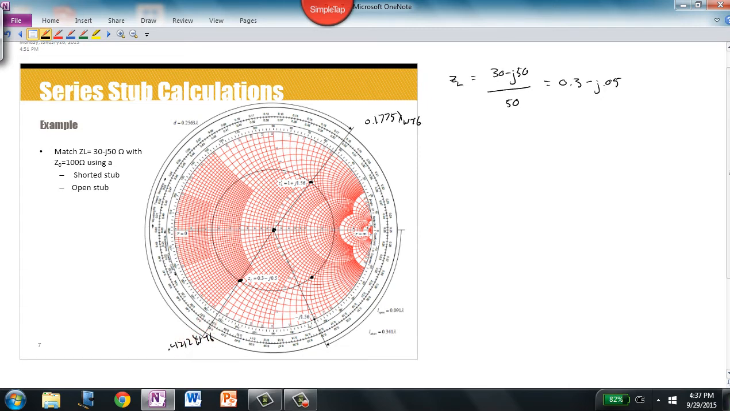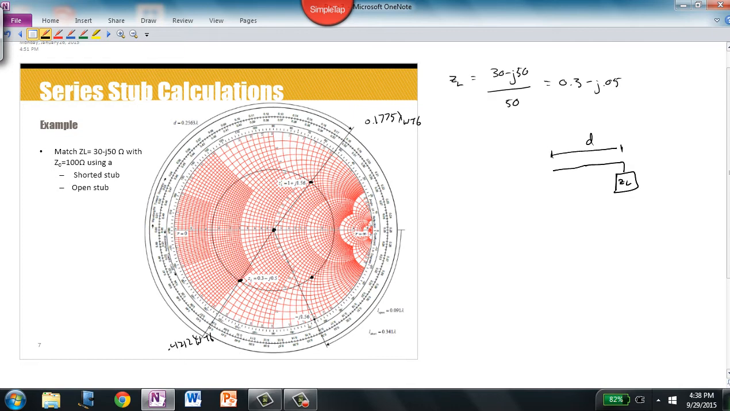That's 0.4212 lambda wavelengths towards the generator. And so what this calculation allows me to do is, if I've got ZL here, I need to calculate what D is here, the distance from the load to the insertion of the matching element. And that distance is going to be the rotation in wavelengths towards the generator.